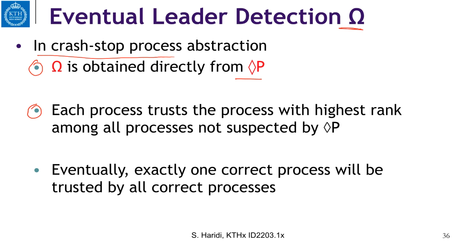So each process trusts the process with the highest rank among all processes not suspected by diamond P. So we use the max rank function that we used for the perfect leader election LE. And we trust the one with the highest rank. And just eventually, exactly one correct process will be trusted by all processes, because this property we get by the eventual accuracy of diamond P. And that's it. So it is quite simple.